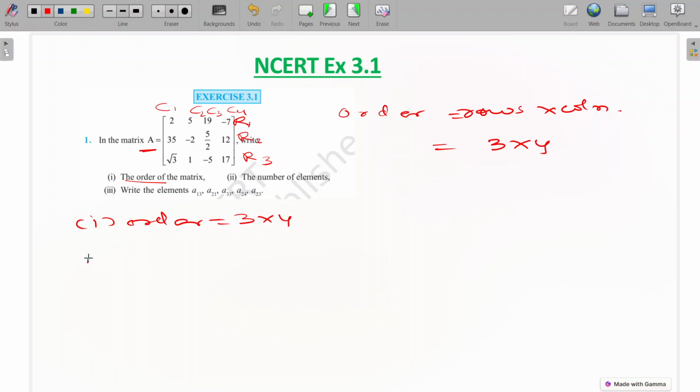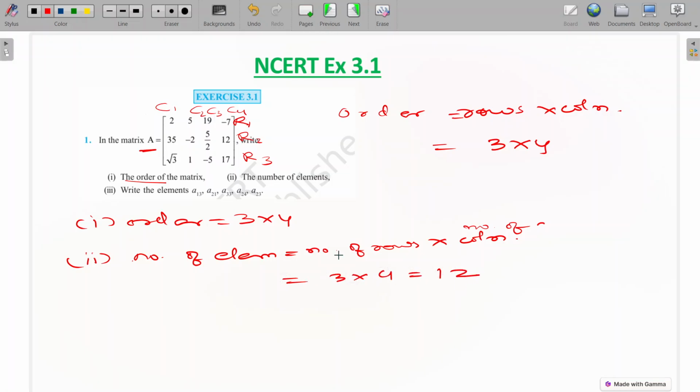Now the second question is the number of elements. So the number of elements will be equal to the number of rows into the number of columns. So here it will be 3 into 4 equals 12, and we can see from here also the number of elements are 1, 2, 3, 4, 5, 6, 7, 8, 9, 10, 11, 12. Then it is asking us to write the elements a13, and so on. These are the elements it is asking about.